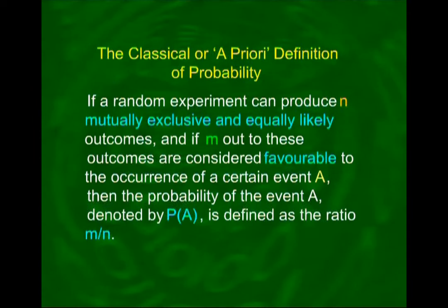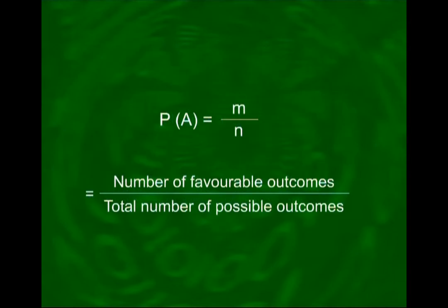Under the objective approach, the first definition that I would like to discuss with you is the classical definition of probability. As you now see on the screen, if a random experiment can produce n mutually exclusive and equally likely outcomes, and if m out of these outcomes are favorable to the occurrence of a certain event A, then the probability of the event A, denoted by P of A, is defined as the ratio m over n.